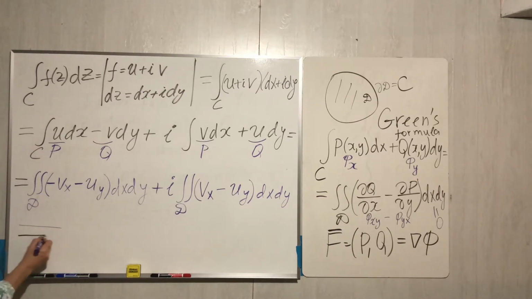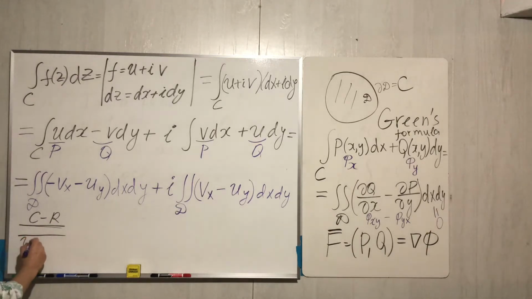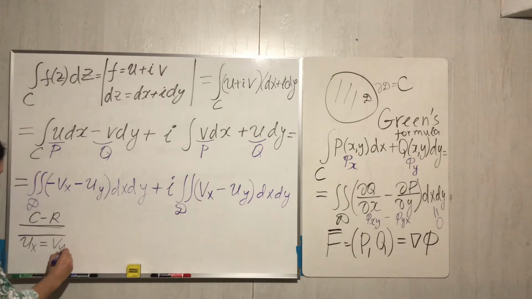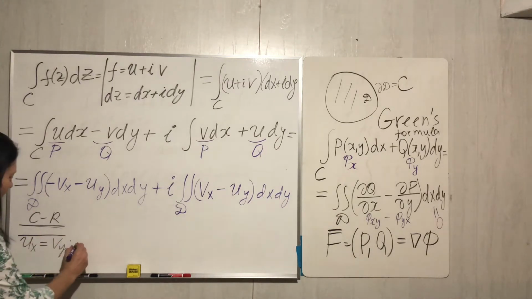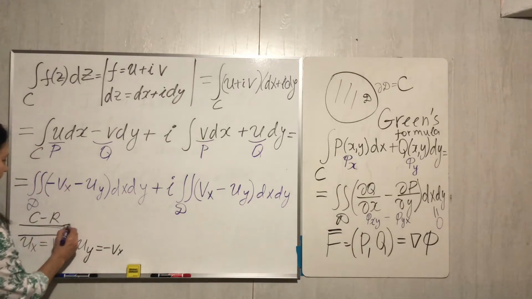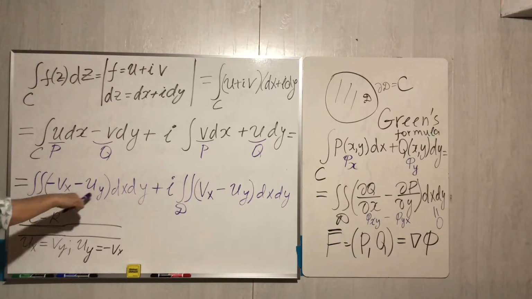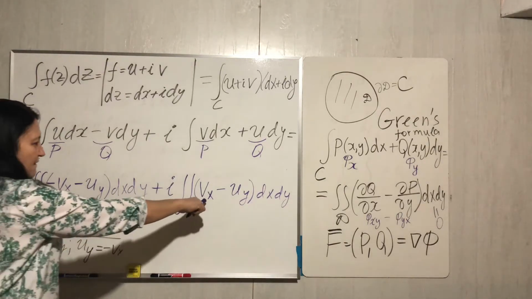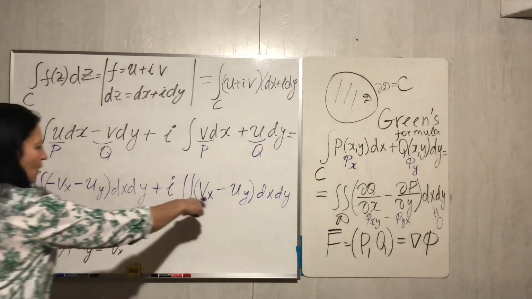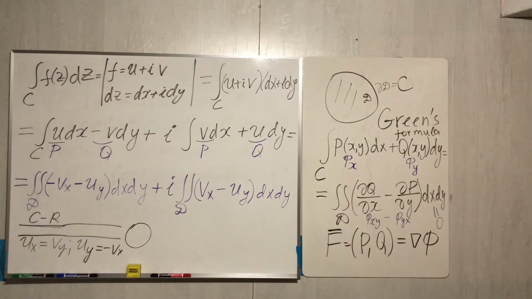And now let's recall Cauchy-Riemann conditions. So we have our Cauchy-Riemann conditions saying us that ux equals vy and uy equals negative vx, and that will give us the following. So we said that uy equals negative vx, so here we'll have 0, and here vx equals uy, so here we also have 0, so the entire integral would be 0, which will finish the proof.